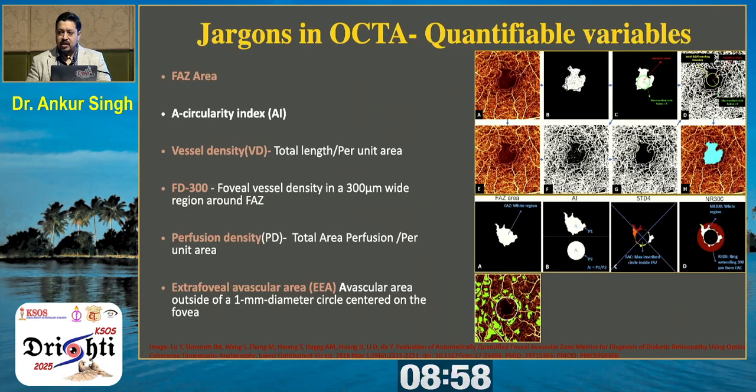Then there are other quantifiable variables in OCT angiography, like the foveal avascular zone. It is the size of the avascular zone of the fovea. Acircularity index: it is how acircular your fovea is from a perfect circle. Vessel density. FD300 is the vessel density in the 300 micron region around the foveal avascular zone. Perfusion density, and extrafoveal avascular area, which is the avascular area outside the 1 mm diameter circle centered over the fovea.